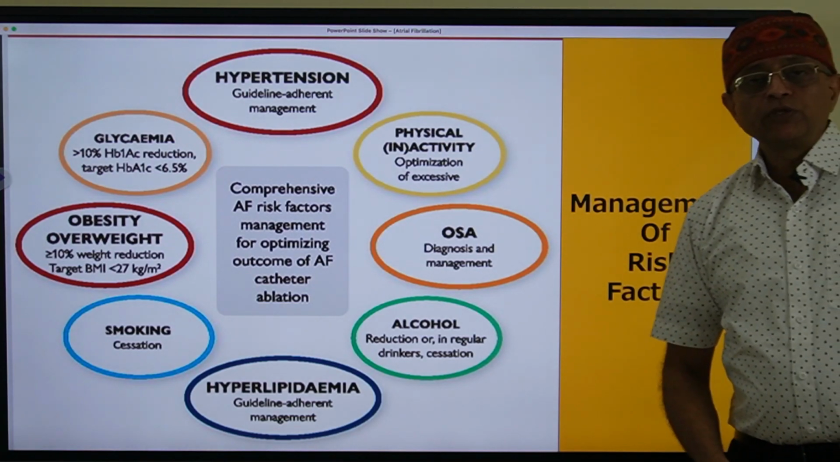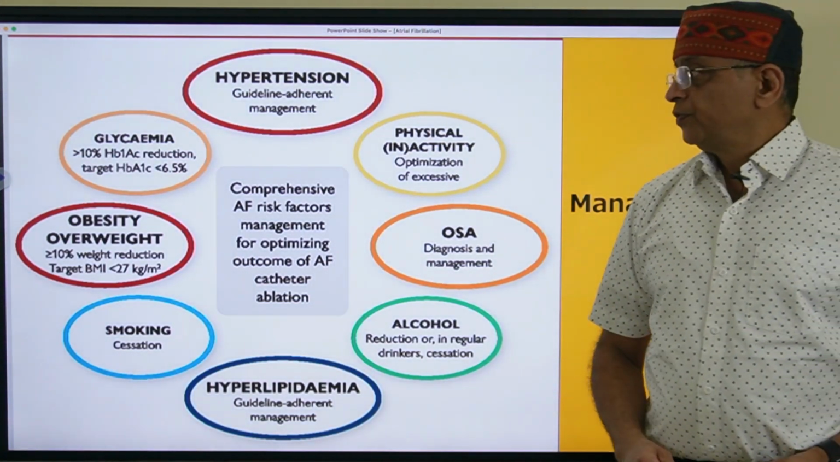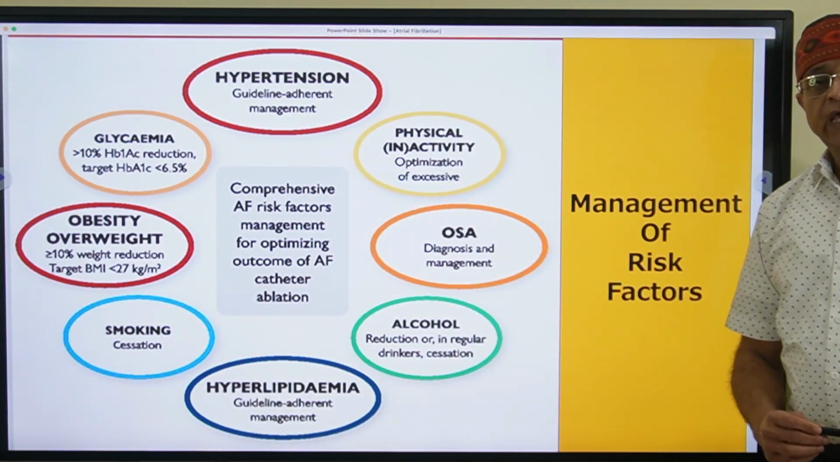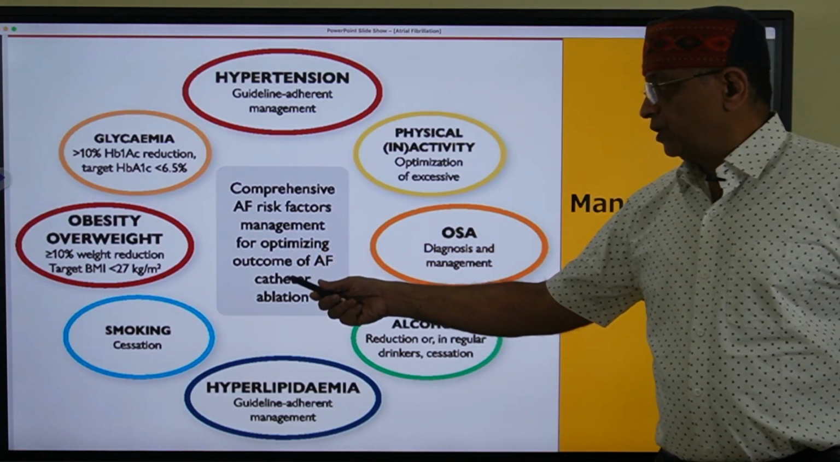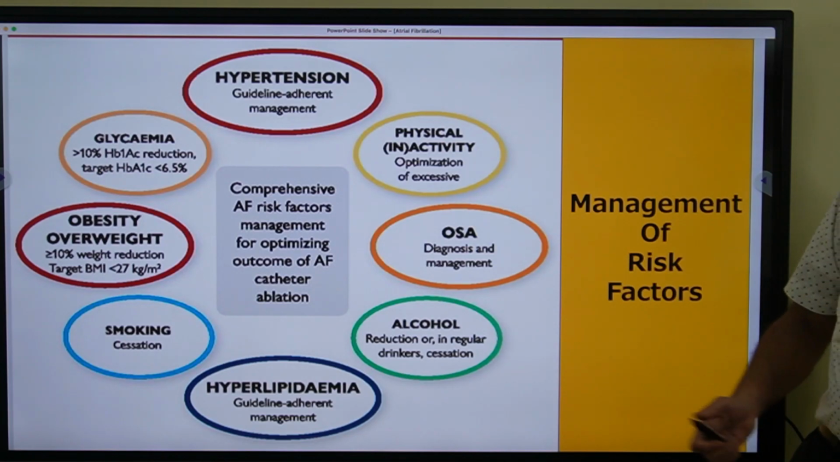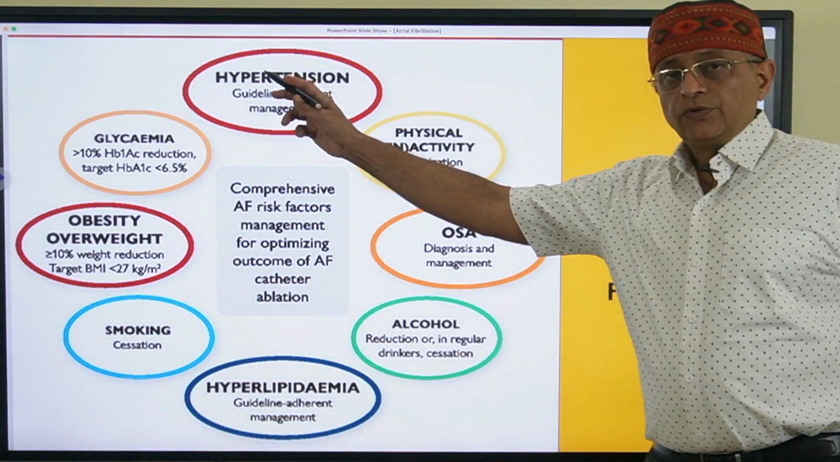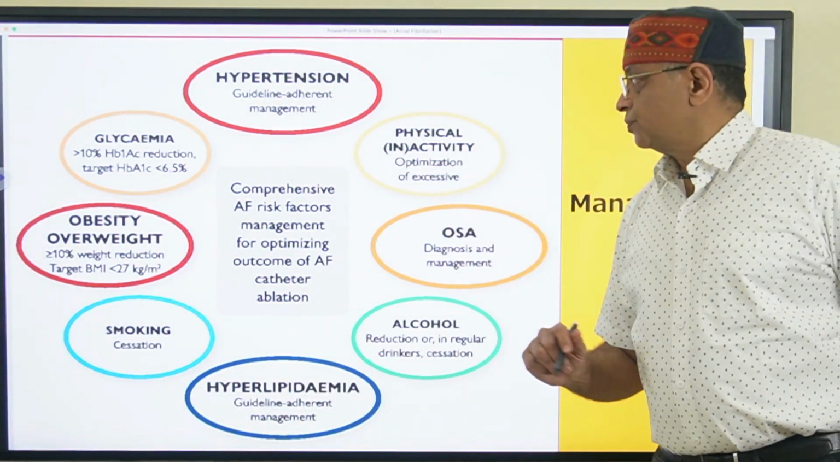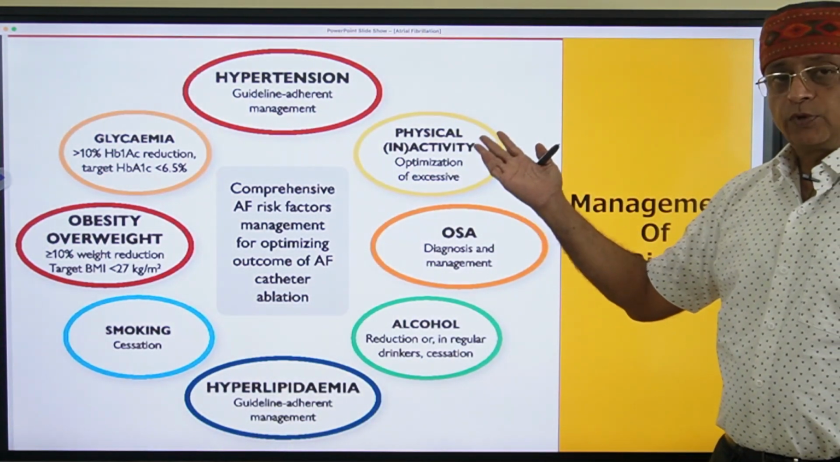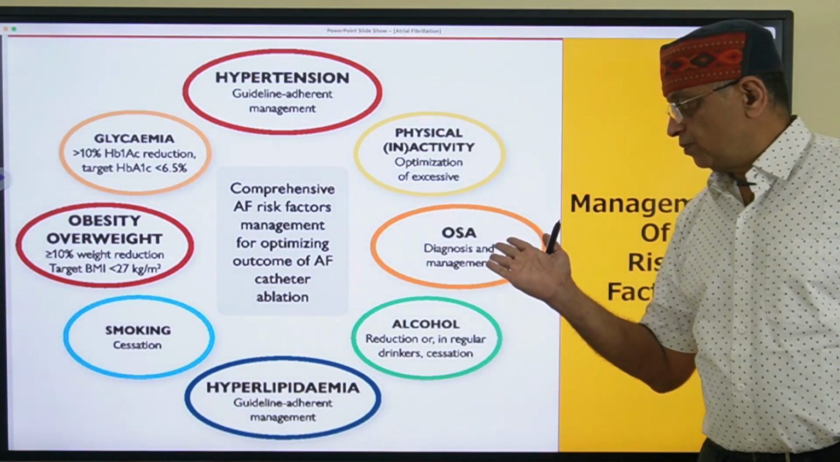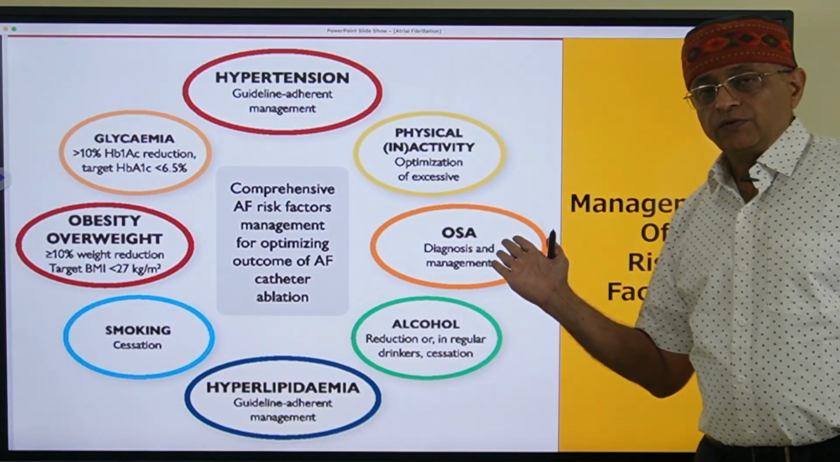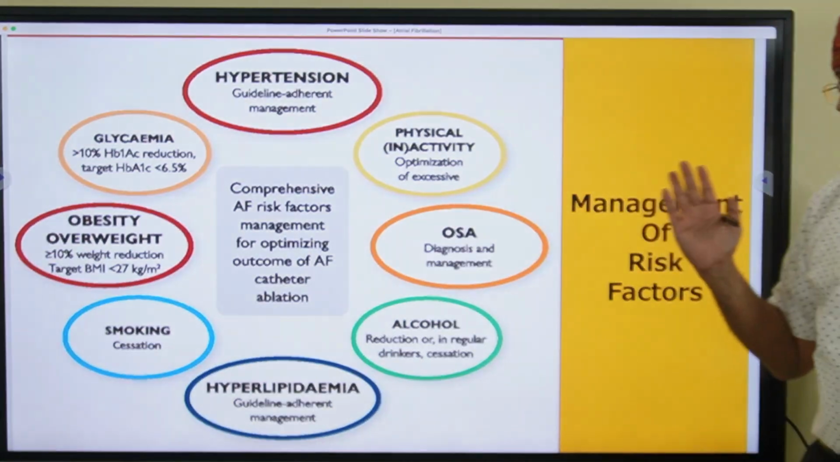So that was all about the rate and rhythm control in atrial fibrillation. After that, in the ABC guidelines, you have seen C. So in one slide, I have tried to summarize the C, that is the comorbidities: comprehensive AF risk factor management and curtailing the comorbidities. If the patient is hypertensive, use guideline adherent management for hypertension. If the patient is physically inactive, optimize the exercise schedule. If the patient has obstructive sleep apnea, then diagnose it and treat it using CPAP or BiPAP.